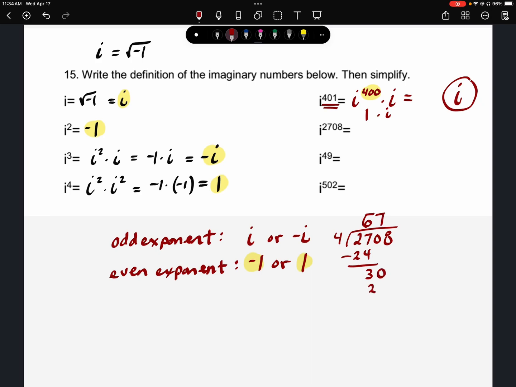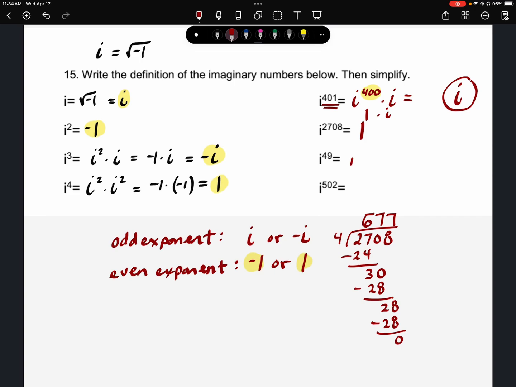We bring down our 8, and that would be, what, 4 goes into 28 7 times, so 7 times 4 is 28. So it looks like it goes in a whole number of times, right? So 677, which means since it is divisible by 4, the answer to this one is 1.